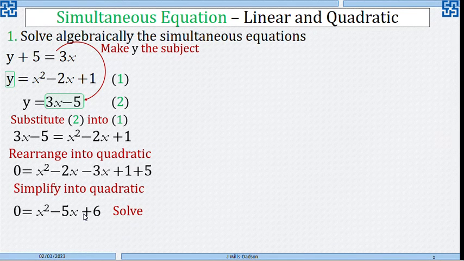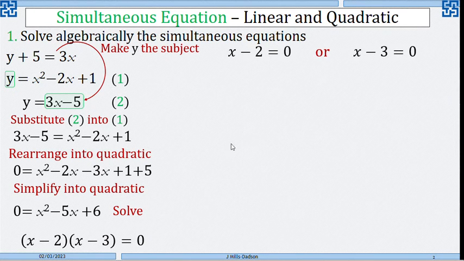It's up to you, whichever method is convenient to you. This could be factorized. So the factors of 6 that add up to negative 5 are negative 2 and negative 3. So you have x minus 2 and x minus 3 all equal to 0. Now what that means is that you need to solve for what x is. So there are 2 sections of answers.